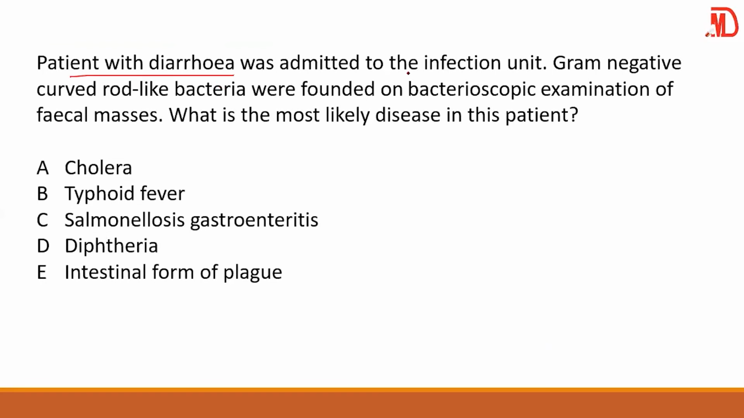A patient with diarrhea was admitted to the infections unit. Gram-negative curved rod-like bacteria were found on the microscopic examination of fecal masses. What is it? Rod shape. You are referring to what? Vibrio cholerae. You are talking about Vibrio cholerae. They have what we call a comma shape, a curved comma shape.